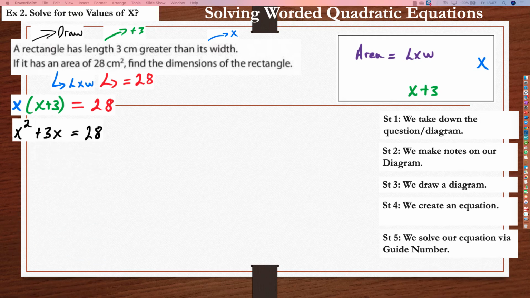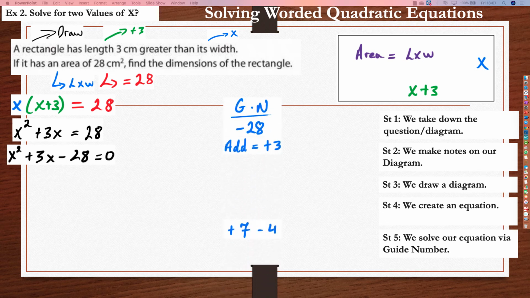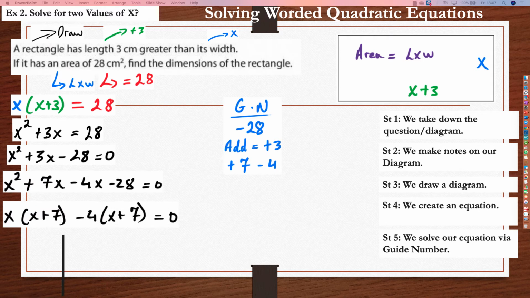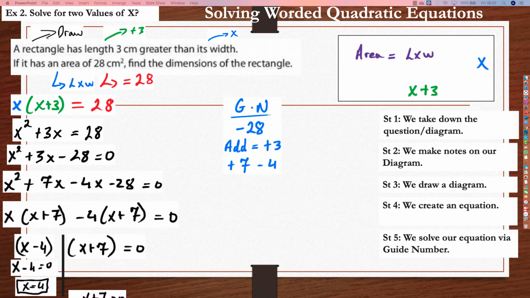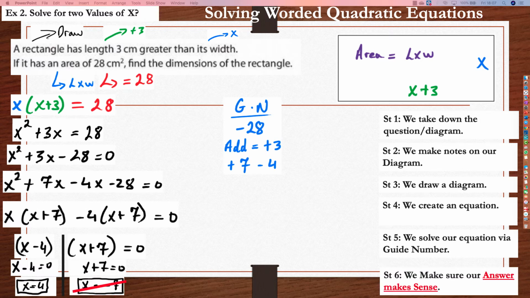x squared plus 3x equal to 28, so x squared plus 3x minus 28 equals 0. Do a little guide number bracket: x minus 4, x plus 7. x equals 4, x equals minus 7, and we knock the minus 7. Always important. It would cost you 3 marks, because it's a logistical question.